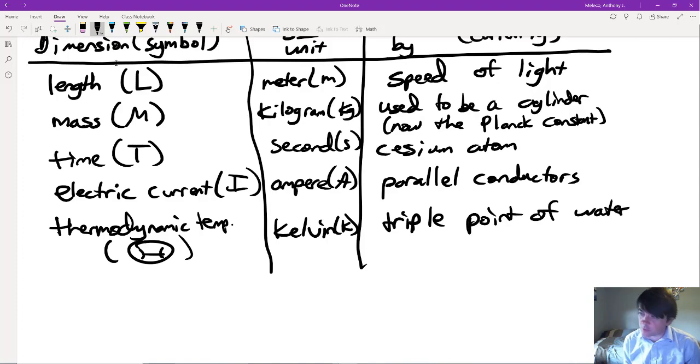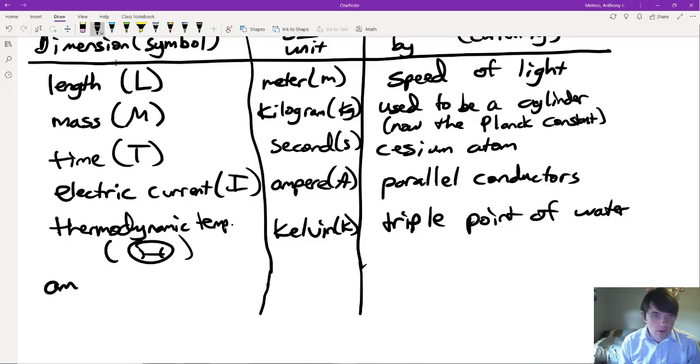And if you don't know what the triple point of water is, it's essentially a state where it exists as solid, liquid, and gas. It's where it exists at the right temperature and pressure to be all three states of matter at once. Okay, and it's defined in terms of that. Pretty sure.